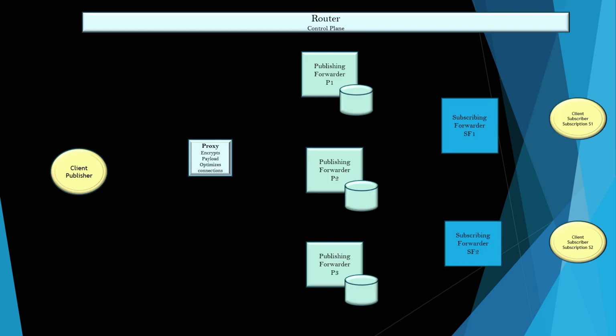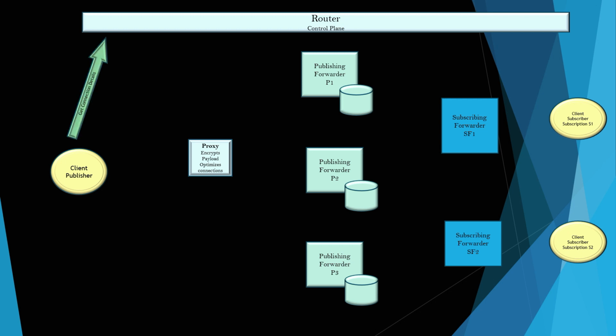Let us see how the PubSub works. We have the router, which is the control plane. Then the rest of the parts, the publishing forwarders and subscribing forwarders, are called the data plane. The publishing forwarders will have a persistent storage. There the message will be stored. Then there is a proxy that will take care of encrypting the payload and optimizing the connections. We have one publishing client and two subscribers. So that means the message needs to be sent to both the subscribers. The same message needs to be sent to both the subscribers.